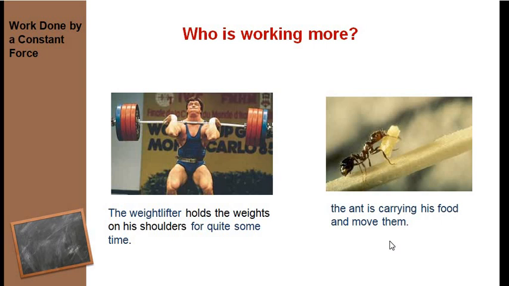But in the field of physics, the answer is completely different, because the weightlifter holds the weight at rest. There is no displacement of this weight. There is no displacement of the point of application of its force. So in this case, he doesn't do any work. While the ant, which is carrying this small amount of food, moves it, and that means the point of application of its force is displaced. And in this case, we have work done. Even though it's a very small value, at the end it's larger than zero. So who's working more? Of course, in the field of physics, it is the ant.